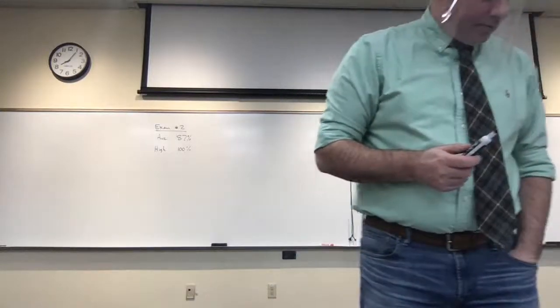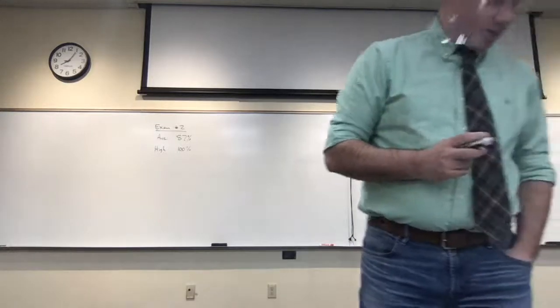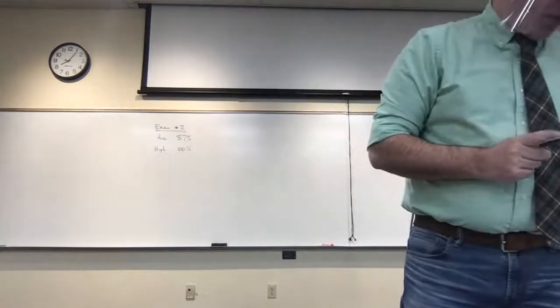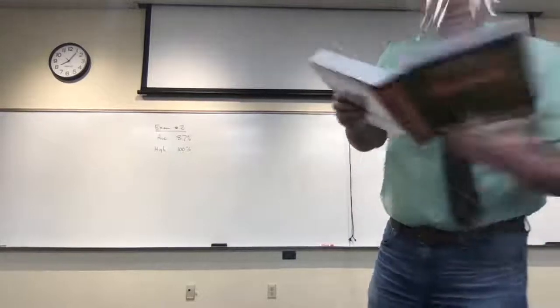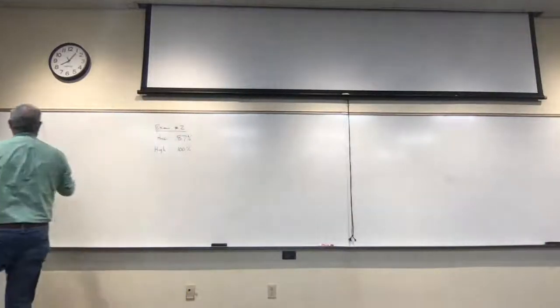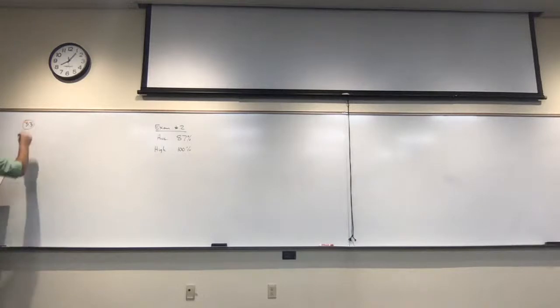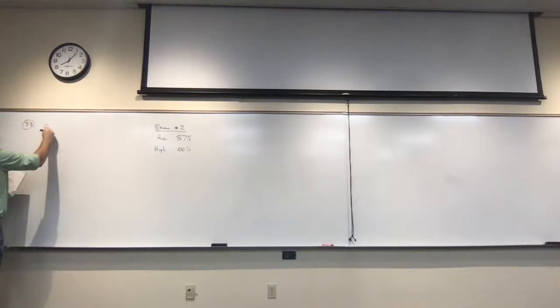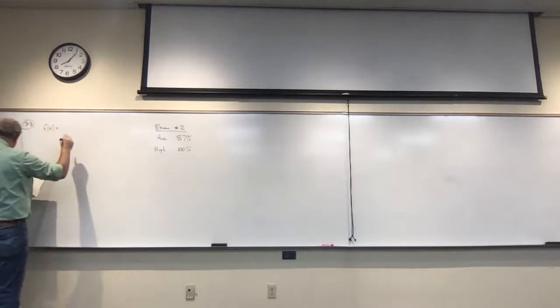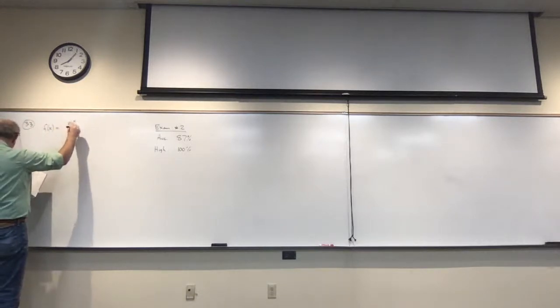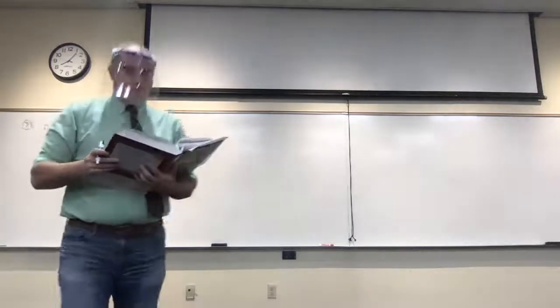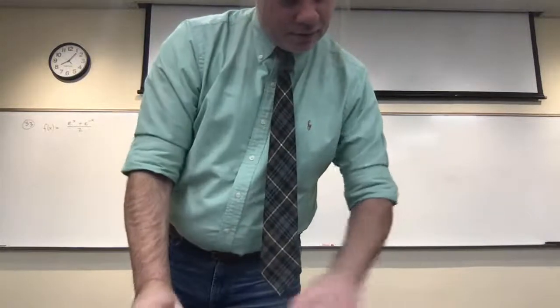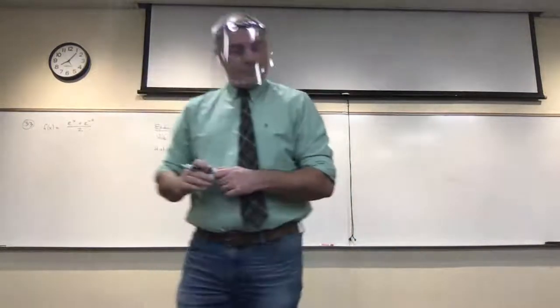So 33, we have f of x equals e to the x plus e to the minus x over 2, and we want to find all the critical points. Okay.